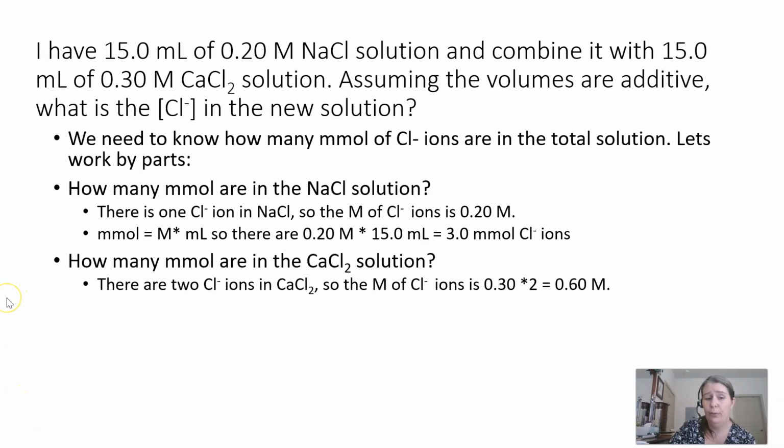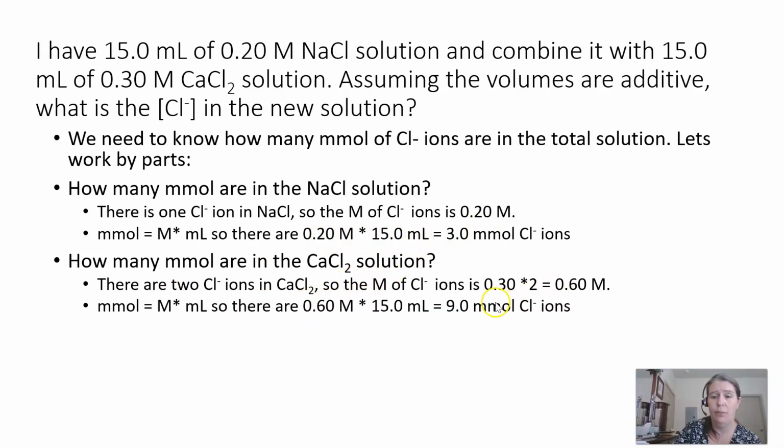Well, this is like the one before. For every calcium chloride molecule, I'm going to get 2 chloride ions. So the molarity here is going to be twice as big because there are 2 ions for every 1 molecule. Or you could do this by getting into millimoles of calcium chloride first, and then you'll discover that you would end up doing the same thing, multiplying by 2. So the millimoles is molarity times milliliters, so 0.6 molar times the 15 mils is 9 millimoles of chloride ions.